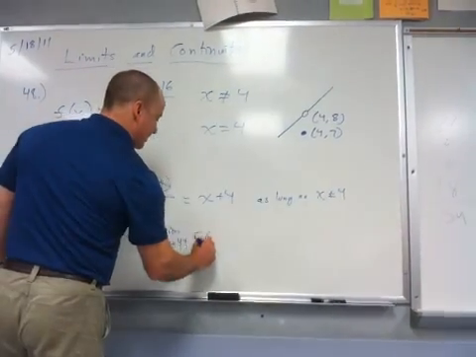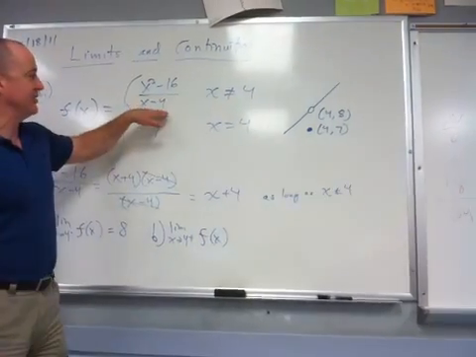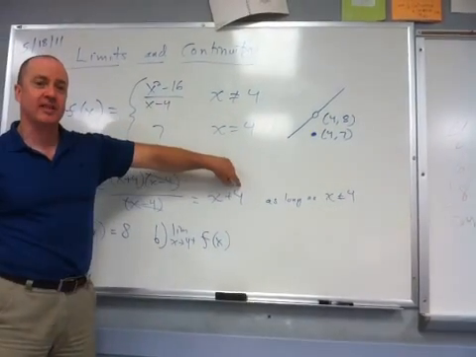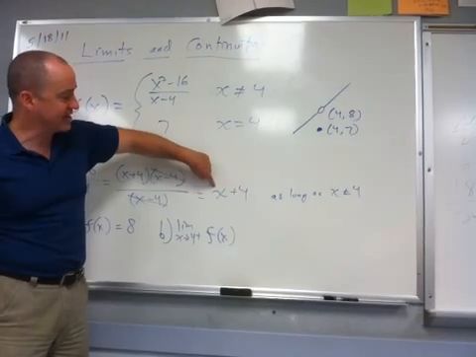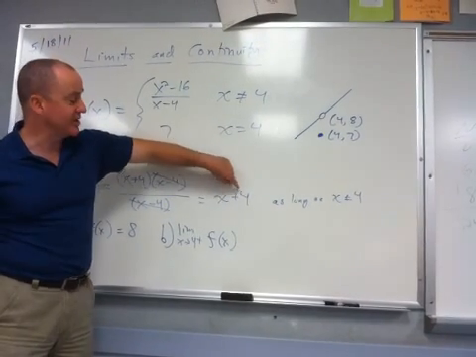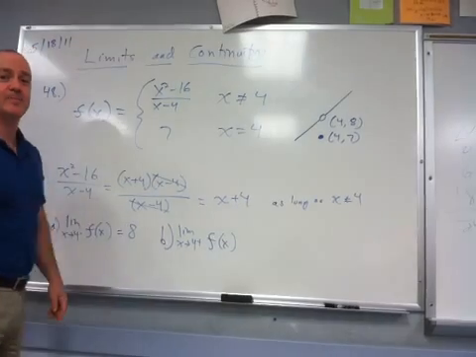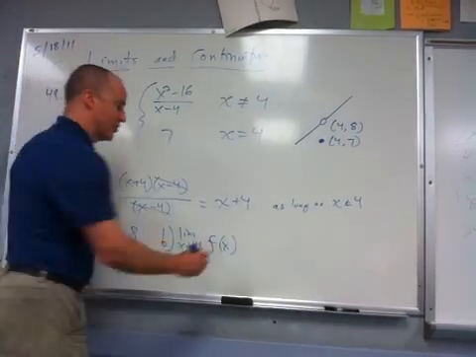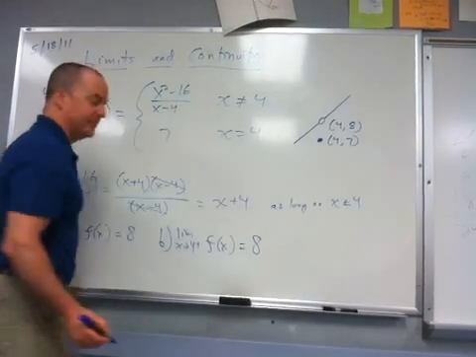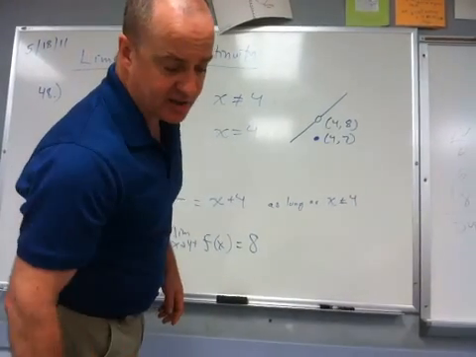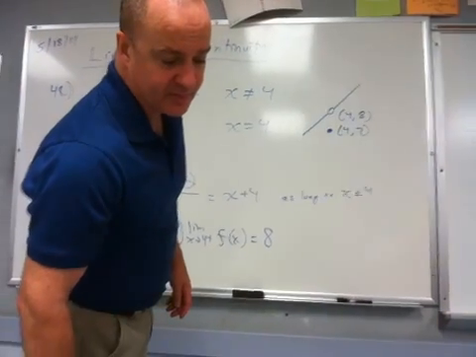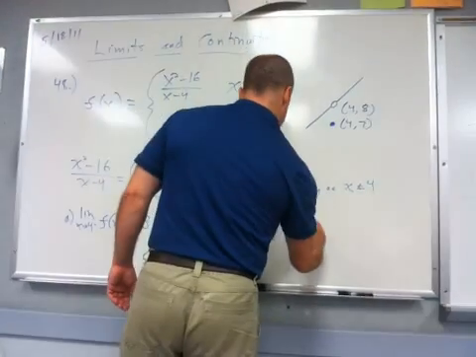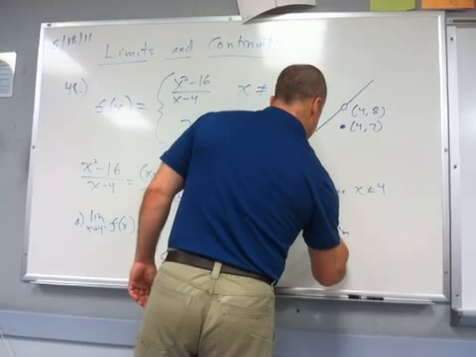Okay, and then what happens when we approach 4 from the right? Why would it be 4, 8? Because it behaves just like the line x plus 4. So as x gets close to 4, x plus 4 gets close to 8. So as we approach 4 from the right, we're also going to get close to 8. And then the last question is, what's the limit as we approach 4 from both sides?